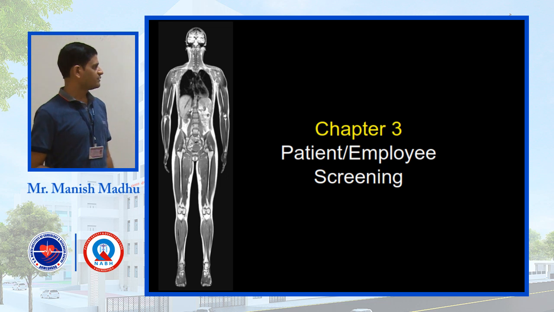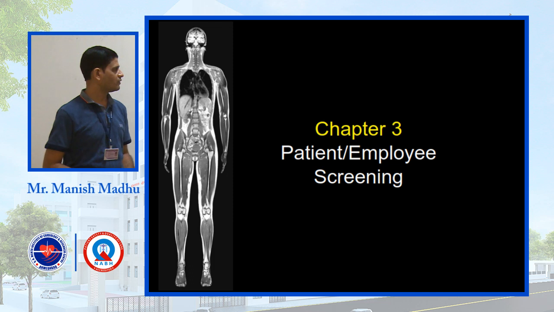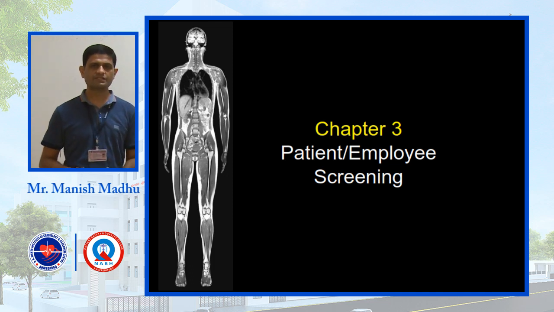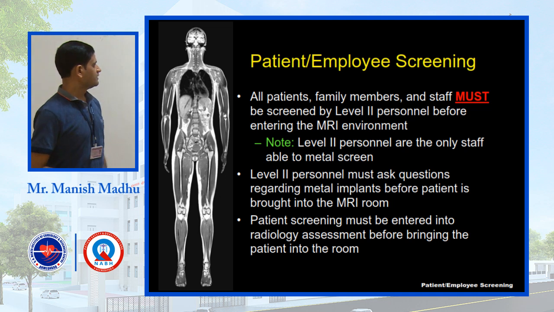Chapter 3, patient or employee screening. When you are taking the patient or employee, they must be screened before entering the room. All patients, family members and staff must be screened by level 2 personnel before entering the MRI environment. Level 2 personnel are the only staff able to do metal screening.